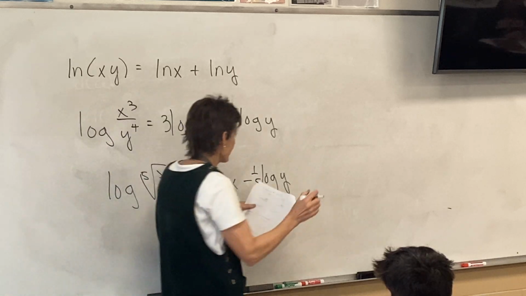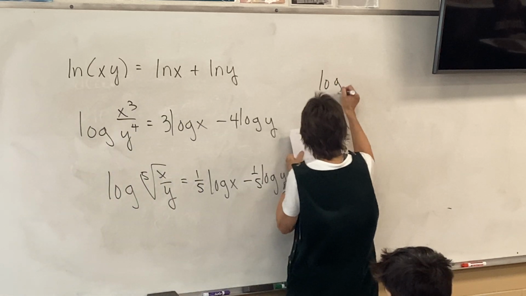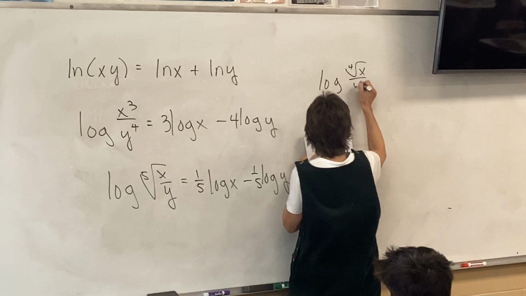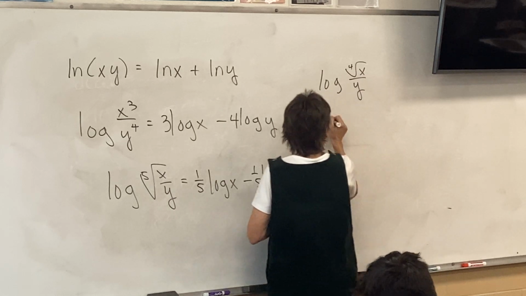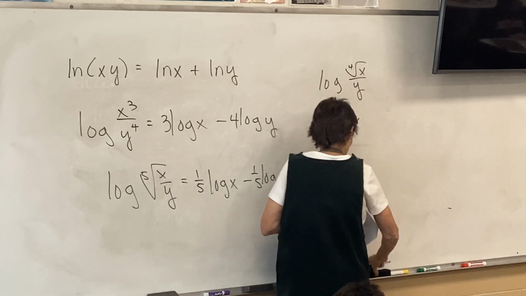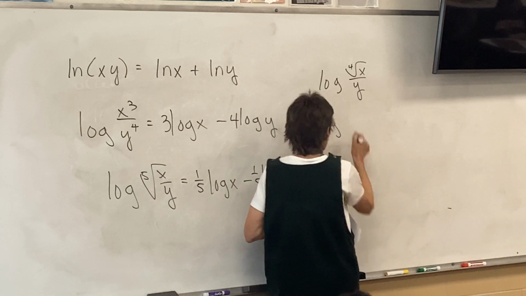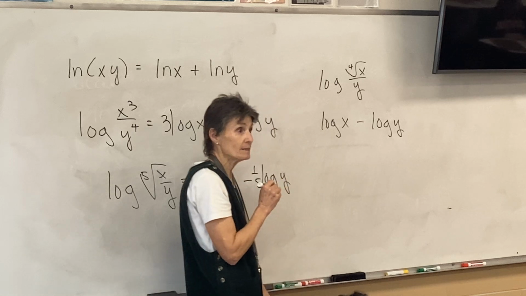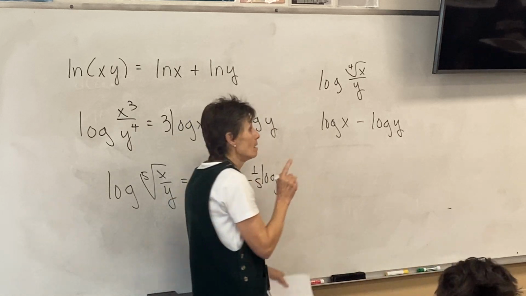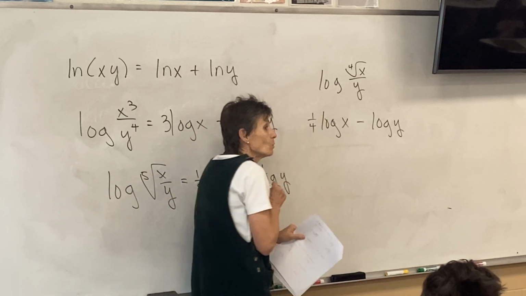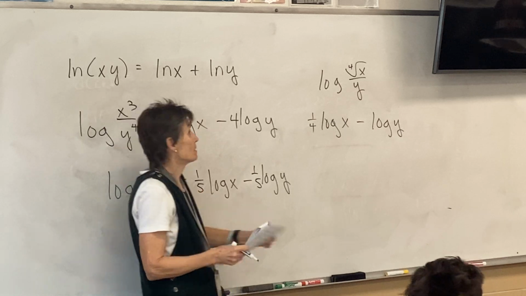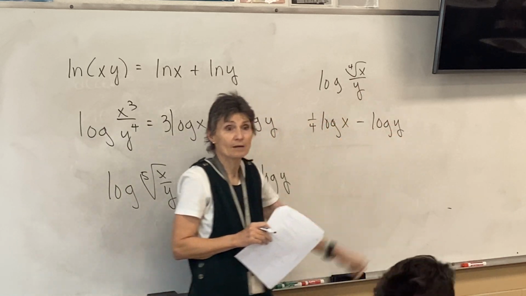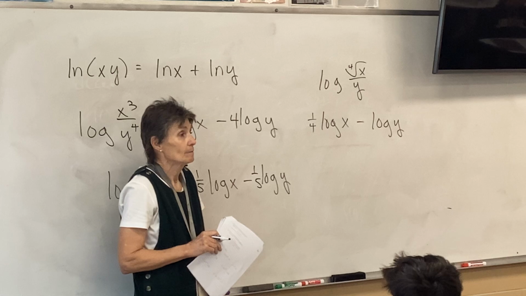When you look at the next problem, you're going to have a log x, and a log y. They're again going to be subtracted. It's 1/4 log x, but the 1/4 is only going to go with the x because only the x is under the radical.